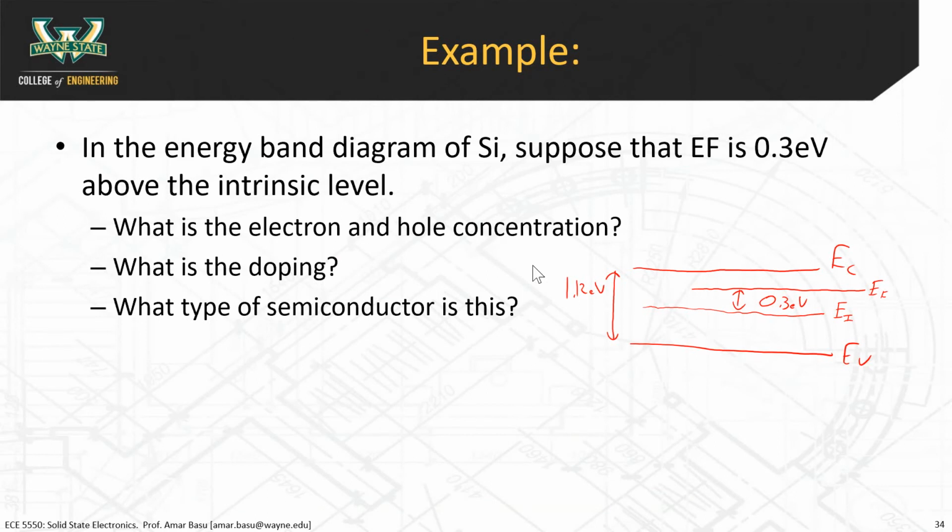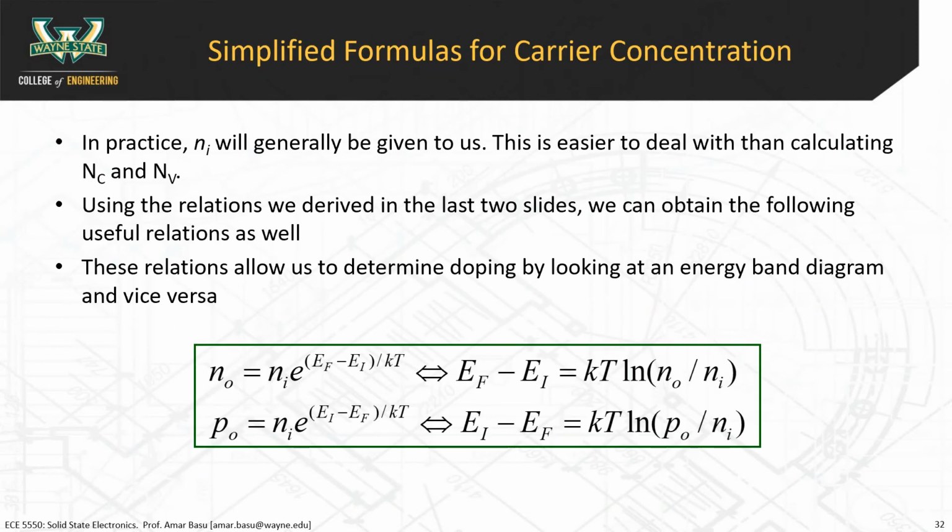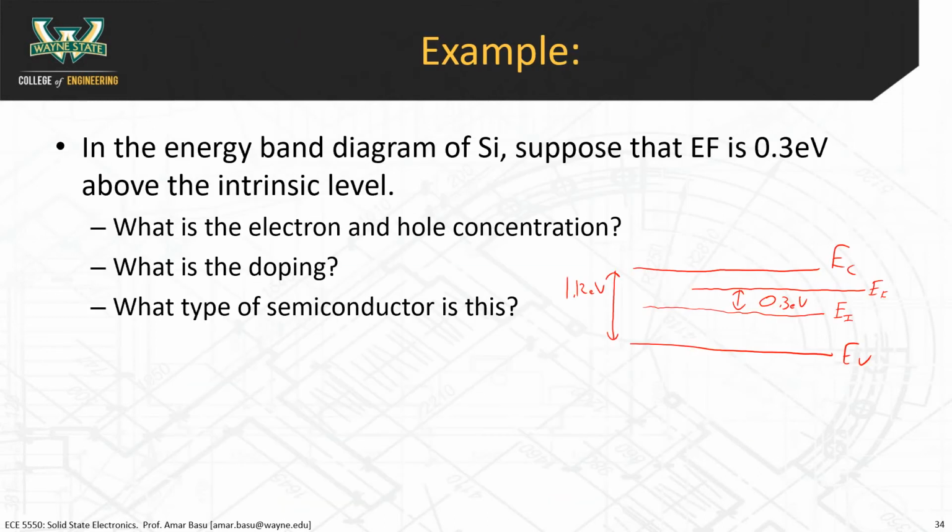Actually, I'm sorry, this is the one we want. n0 is equal to ni exponential of (EF minus Ei) over kT. So the electron concentration n0 is equal to ni times the exponential of (EF minus Ei) over kT. I just want you to see how simple these calculations are with these types of formulas.